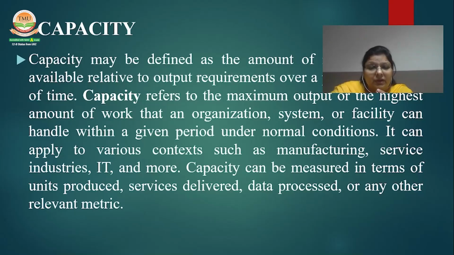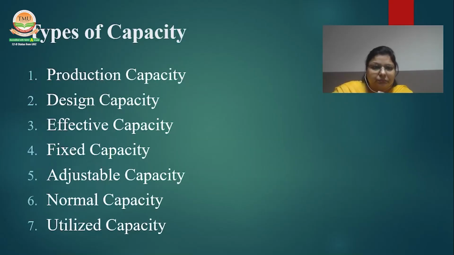Capacity basically means: are you providing an efficient workplace, and more and more production in a lesser time? That is called capacity, how capable you are. So these are some different types of capacities which you can apply in your organization. Number one is production capacity, design capacity, effective capacity, fixed capacity, adjustable capacity, normal capacity and utilized capacity.